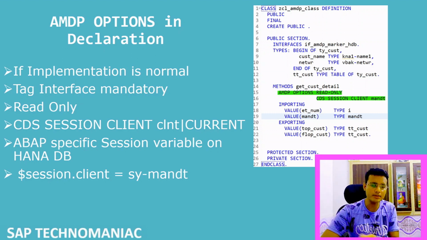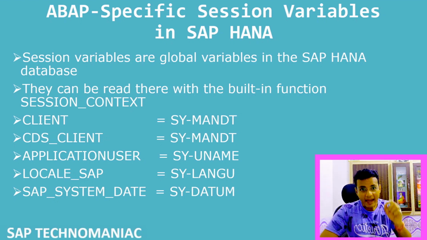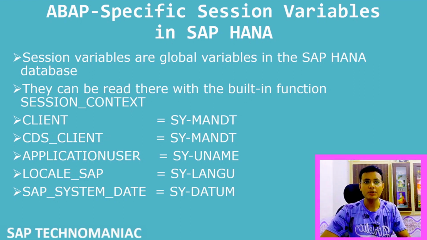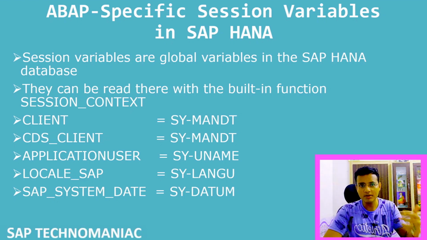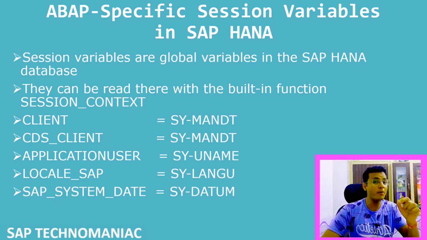Before that, we have to understand the global variables, the ABAP-specific session variables in SAP HANA. Like we have system variables in ABAP, we already know that SY-MANDT stores the client field, SY-UNAME stores the current username, SY-LANGU stores your current language, SY-DATUM the date, and SY-UZEIT stores the time. We can access these system variables in any program at any point of time.